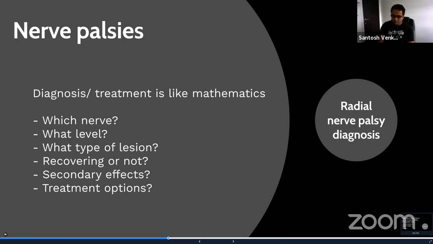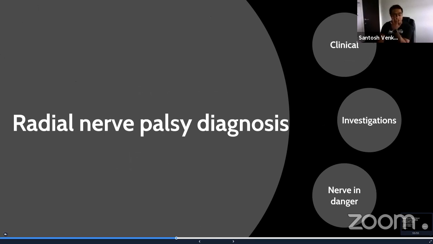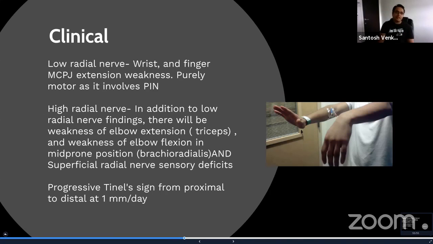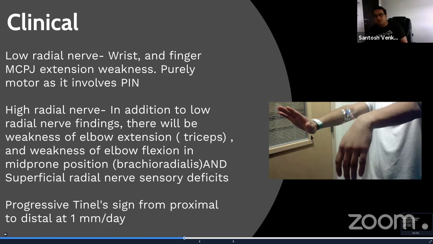So for a radial nerve palsy, the diagnosis, clinically, if it's a low radial nerve palsy, we are looking at posterior interosseous nerve. It's predominantly motor. So you will have weakness in the wrist and finger MCPJ extensors. High radial nerve, in addition to the low radial nerve, you'll also have weakness of the triceps because that's supplied by the trunk of the triceps, and you'll have superficial radial nerve involvement as well. And the patient's autonomic zone of the radial nerve is the first web space, and they'll have reduced sensation there. If it's a low radial nerve, there is no sensory implications.